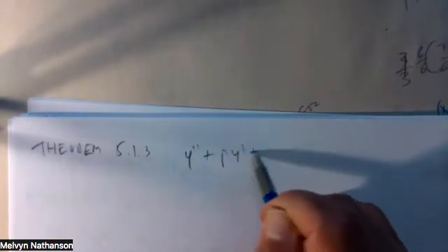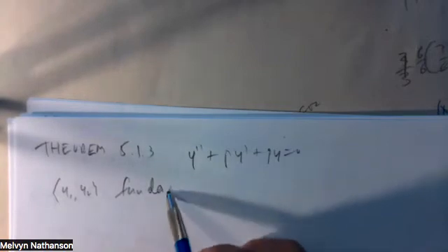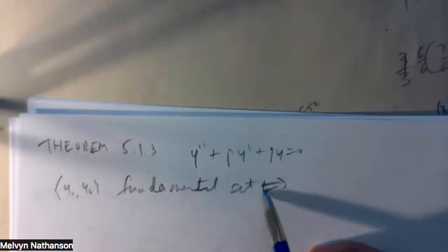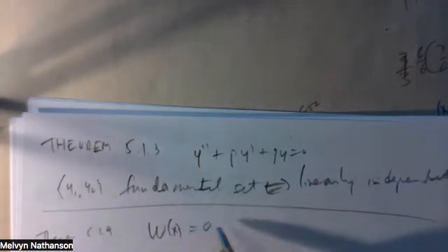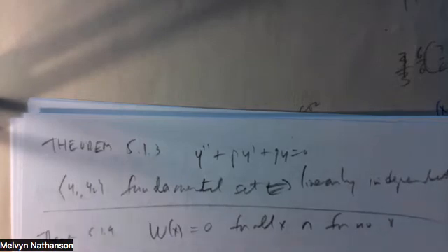Again, we have our differential equation. And the theorem says that two solutions, y1 and y2, are a fundamental set if and only if the two functions are linearly independent. That means one is not a scalar multiple of the other. So one step in this was Theorem 5.1.4: the Wronskian of two functions is either 0 for all x or no x. Right? So either the Wronskian is identically 0 or it is always non-zero.